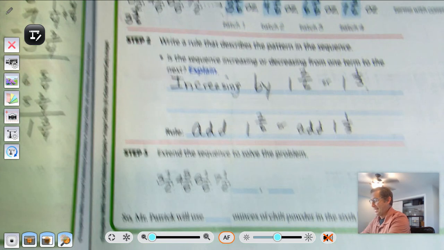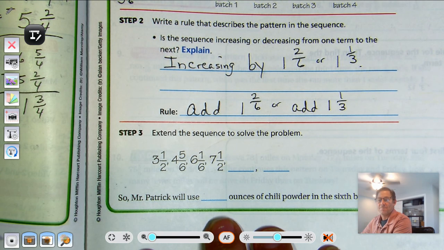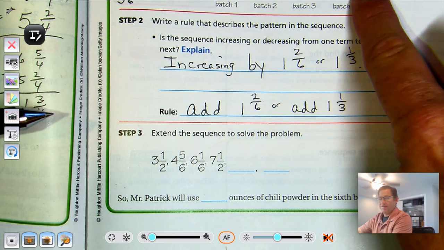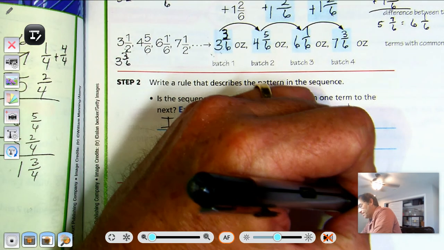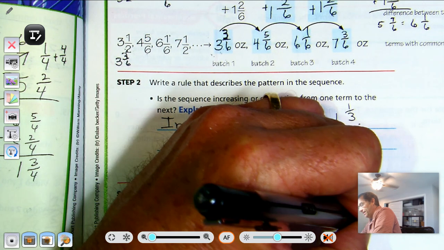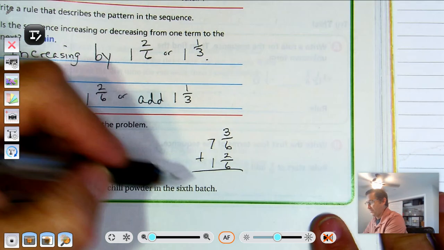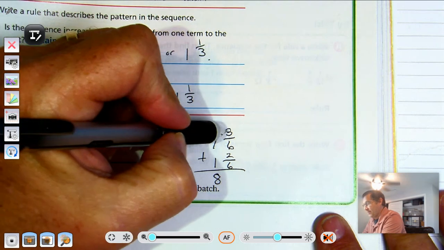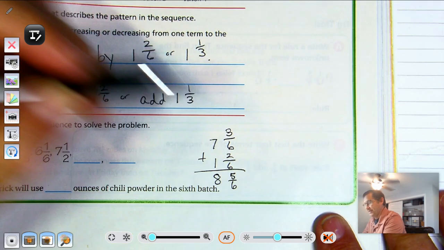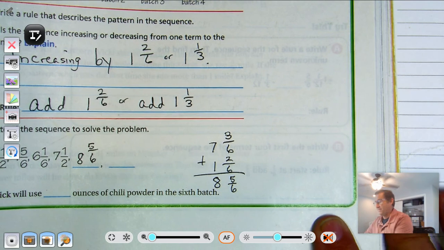So now let's extend the pattern to find the 5th and 6th batches. So we were at 7 and 3/6. We were at 7 and 3/6. And we're going to add 1 and 2/6. So 7 and 3/6 plus 1 and 2/6. That would give us 8 as the whole number. And 3/6 plus 2/6 is 5/6. All right, so 8 and 5/6.